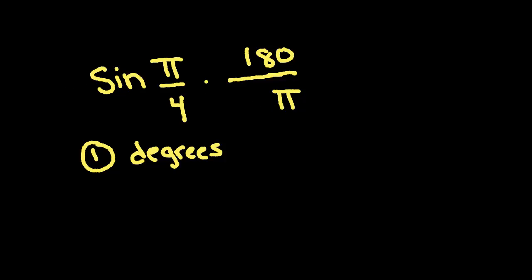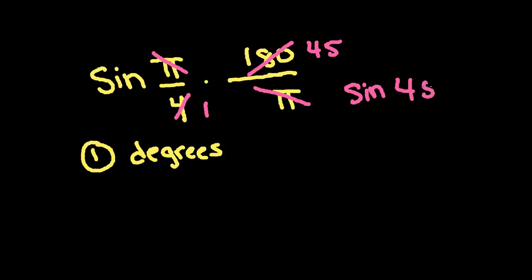So if I multiply that times 180 over pi, the pi's cross off and then I would divide 4 into 180. 4 goes into 4 once, 4 goes into 180 45 times. So I'm simply finding the sine of 45 degrees. Now that is already in my first quadrant and on my chart, so I don't have to find its reference angle. So I'm going to look on the chart.